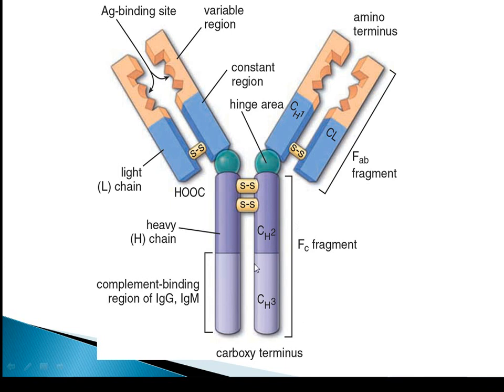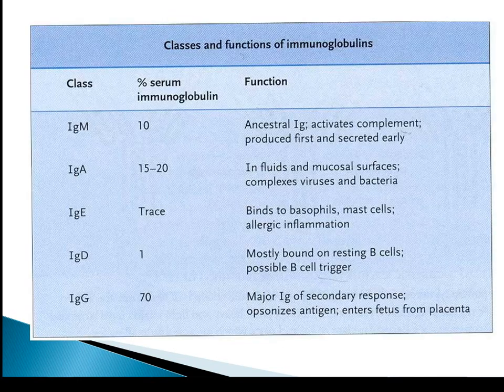The crystallizable region, this one, is the Fc fragment. On the surface of antigen presenting cells, macrophages, and dendritic cells, we have receptors for Fc fragments. When the antibody binds to the receptor, then that cell, that macrophage, is activated, and it provides phagocytosis.